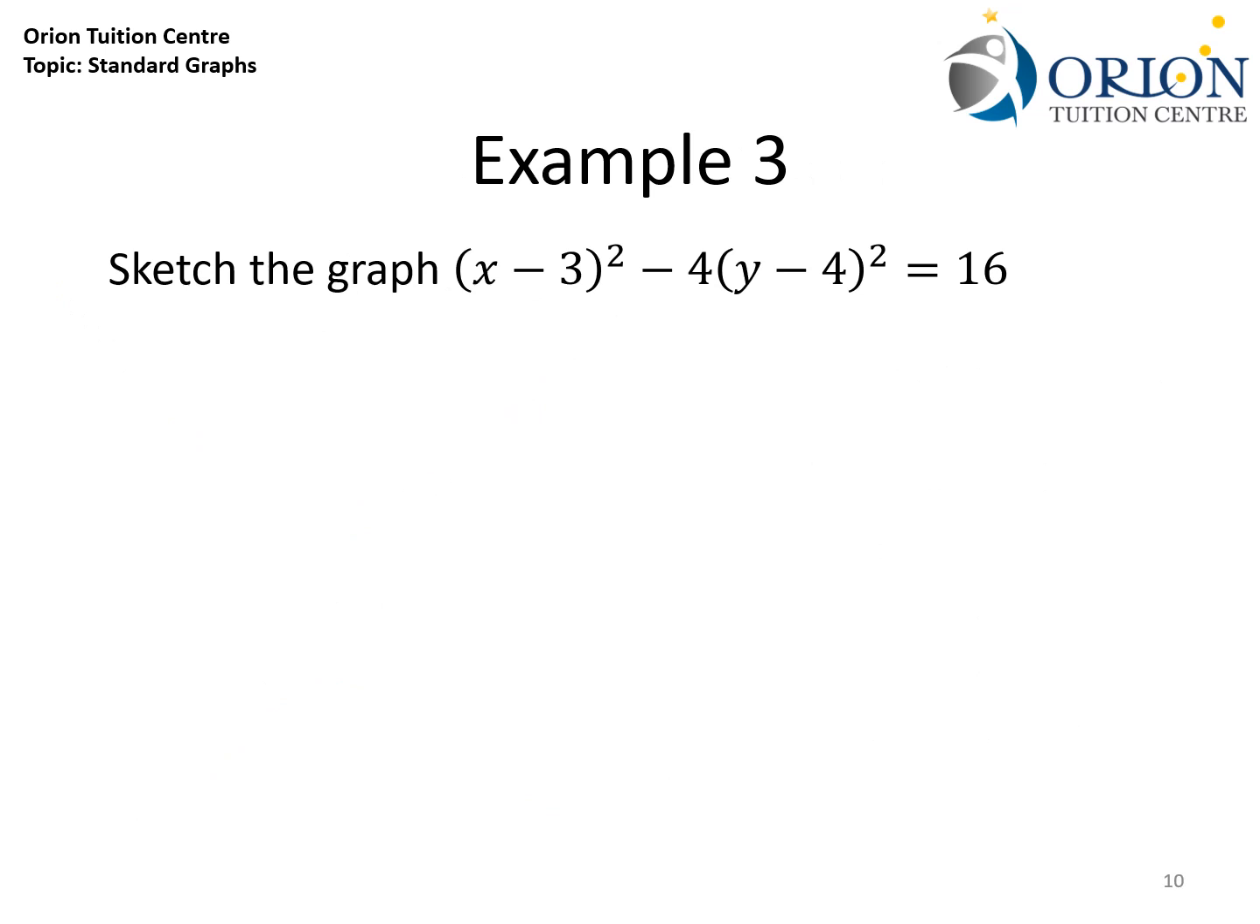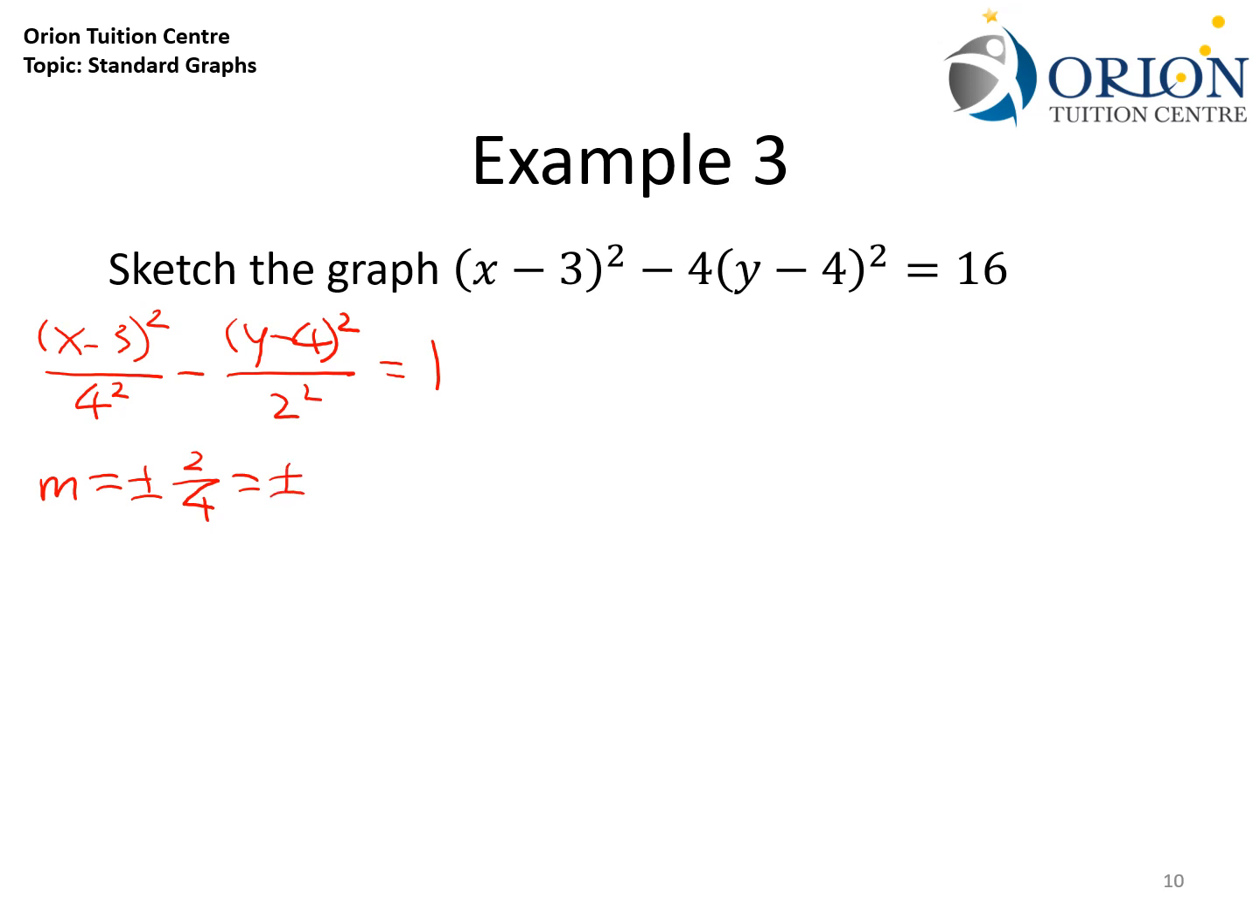In example 3, we are asked to sketch the graph of (x minus 3) squared minus 4(y minus 4) squared equals 16. Now if we divide throughout by 16, we will end up with the equation (x minus 3) squared over 4 squared minus (y minus 4) squared over 2 squared equals 1. So we know that the gradient of the asymptotes will be plus minus 2 over 4, which becomes plus minus half. And therefore, the equation of the asymptotes will be y minus 4 equals half multiplied by (x minus 3), which can be simplified into y equals half x plus 5 over 2.